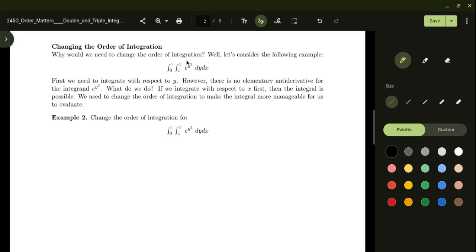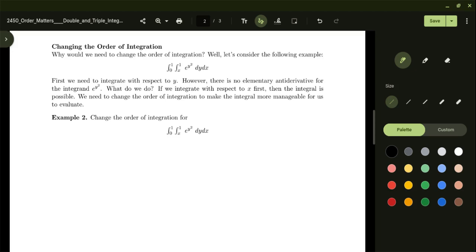But look at how complicated this integral would be because we have y raised to a power, all this in the power of e. And so there is actually no elementary antiderivative for the integrand e to the y squared. We would actually need some sort of technology to help us even accomplish this. So in that case, how could we even possibly evaluate this integral?